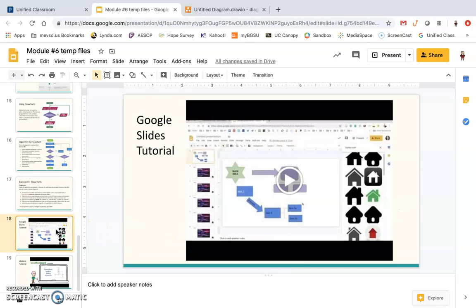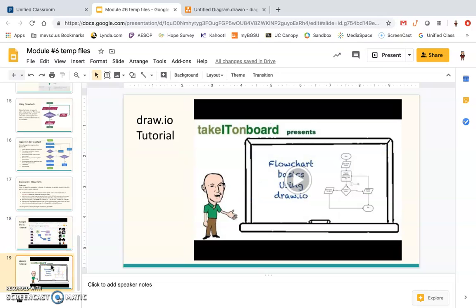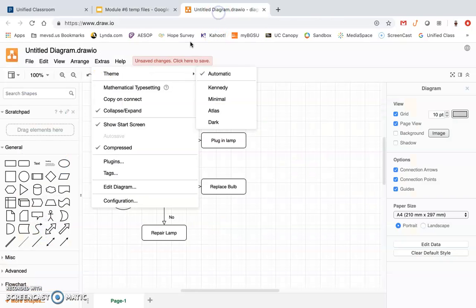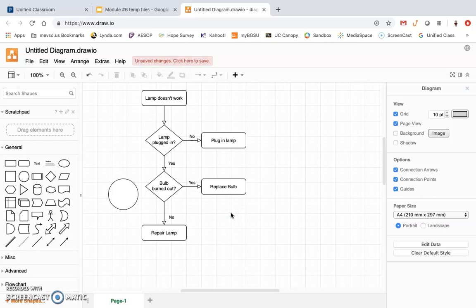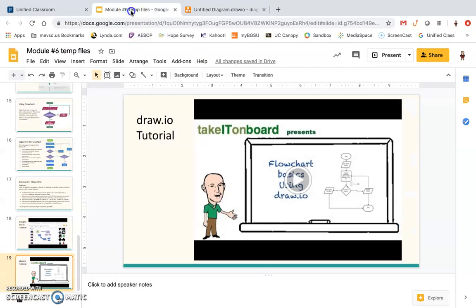Again, we have a Google Slides tutorial if you want to use Google Slides, draw.io. Again, if you want to challenge yourself and do something. Again, this is a neat program, not just for flowcharts, but there's a lot of different things you could do with this as well. So that's it.